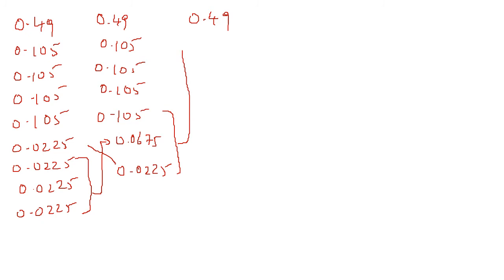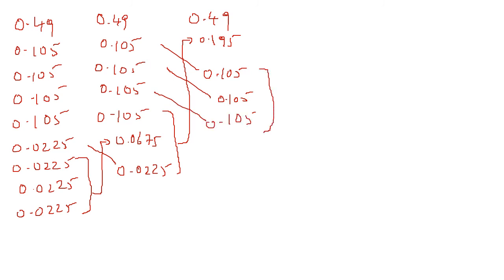So 0.49, this added value here, so 0.195, this shifts here, 0.105, 0.105, 0.105, add these three, you are going to get 0.315, so 0.49, this added value here, so 0.315, this value here, so 0.195. Next, we are going to assign the values as ternary code with the set 2, 1 and 0.